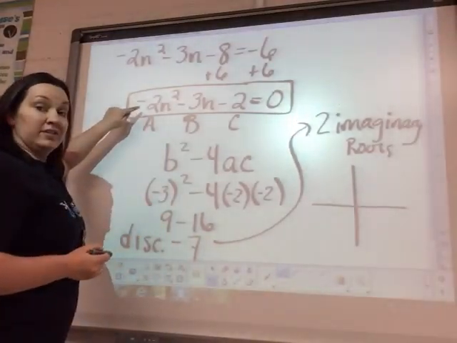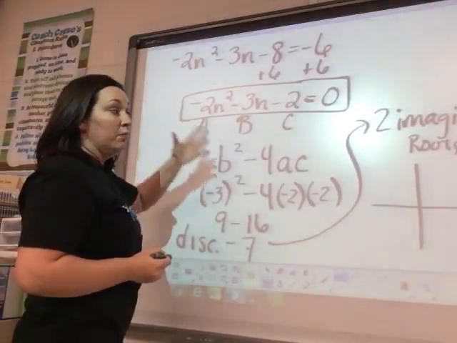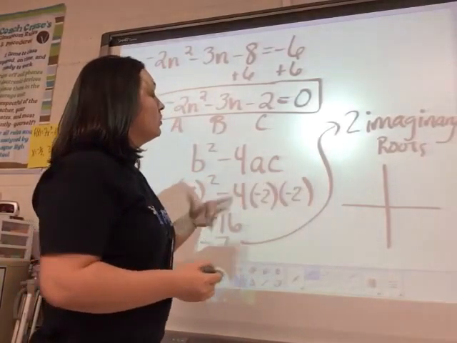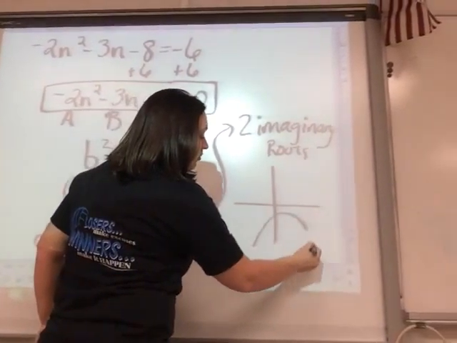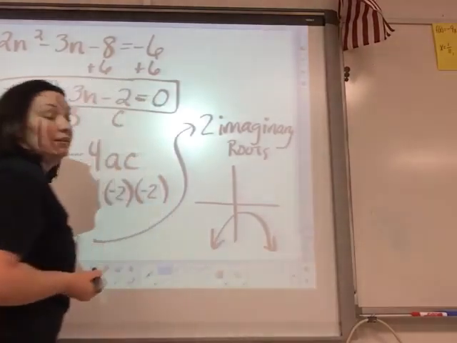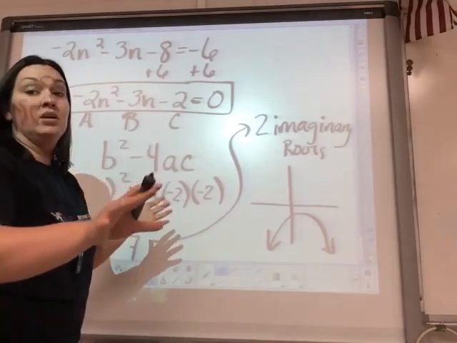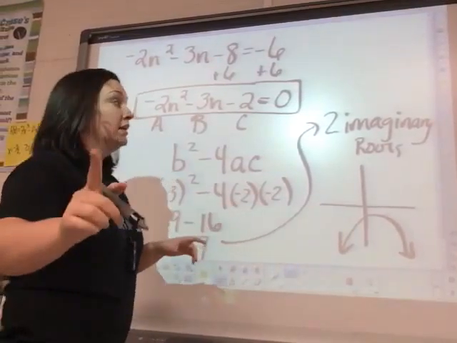The a value is negative, so I know it's going to be concave down, but I know I have two imaginary answers, so I won't touch the x-axis. So my quadratic is going to look something probably like that. Okay? And we'll talk more about how to find those actual solutions in the next video called Quadratic Formula. Next example.